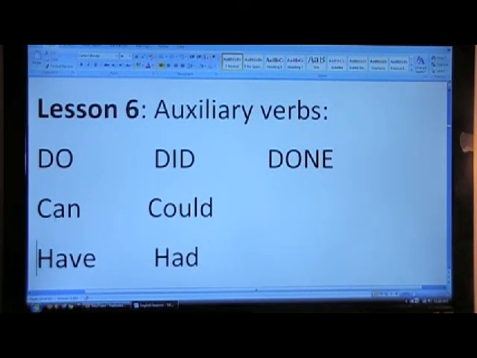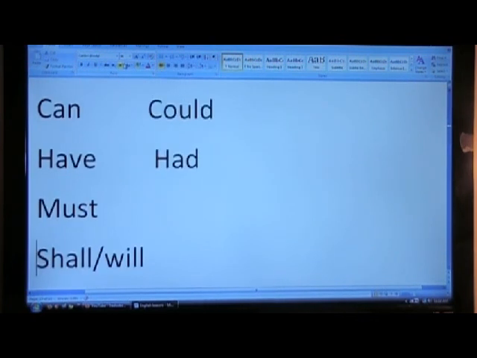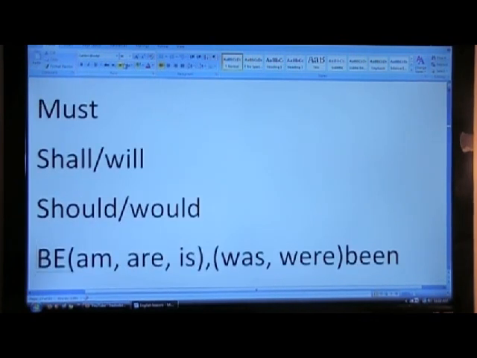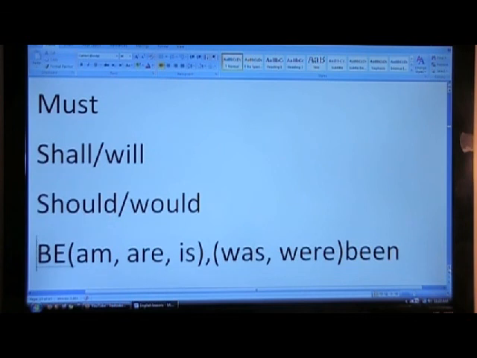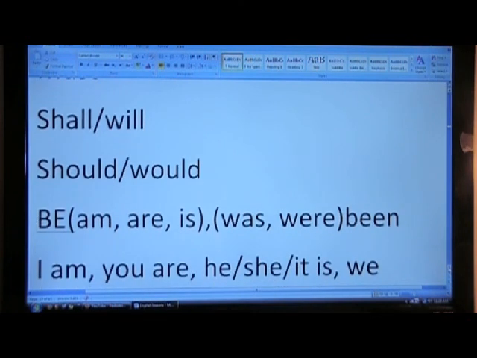Can only has present and past. Can, could, have, had. Must only has present. Shall or will for future. Should or would. Another auxiliary verb which is a little different is the verb be. For the present, be becomes am, are, is. For past, it becomes was, were. For the third part, it becomes been.